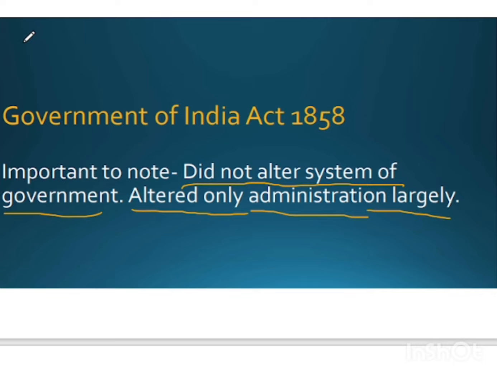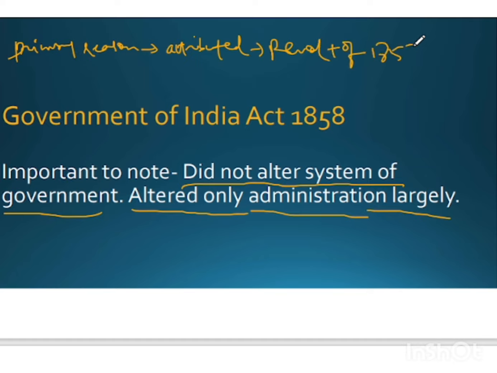Now we also need to know why this act was brought. What was the primary reason? The primary reason can be attributed to the revolt of 1857. This act came into being in the wake of the revolt of 1857. Here we also need to know that the revolt of 1857 is called the First War of Independence by V.D. Savarkar.